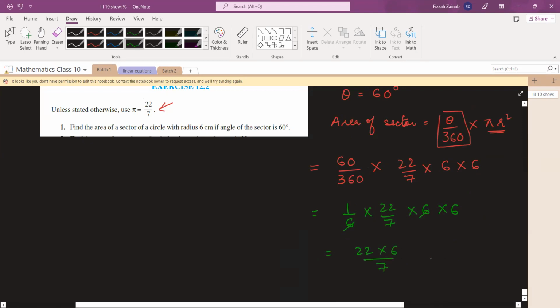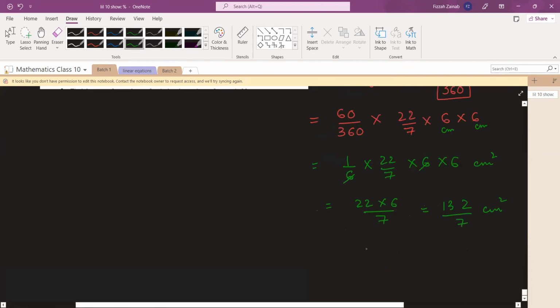Now you can multiply because it's not divisible by 7. So 6 into 2 is 12, carry 1, to 132 divided by 7. You can write centimeter square. Now from where is it coming? Because this radius was in centimeter, your answer is in centimeter square. Understand? You can convert into decimal also if you wish.